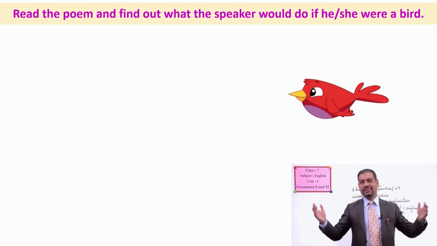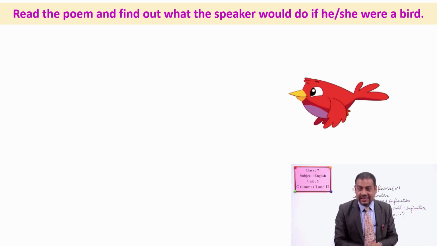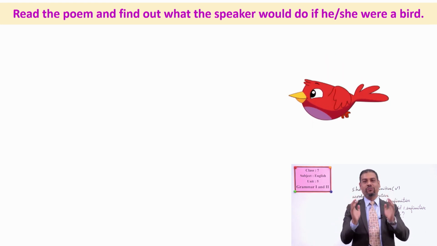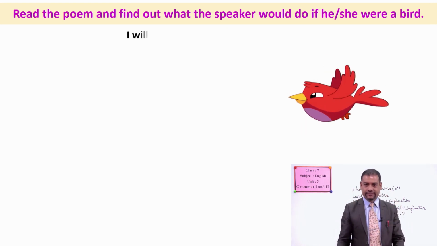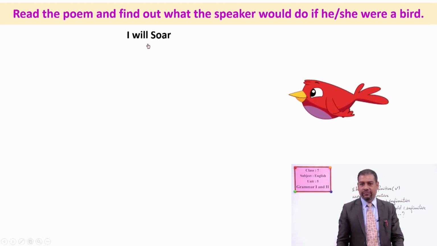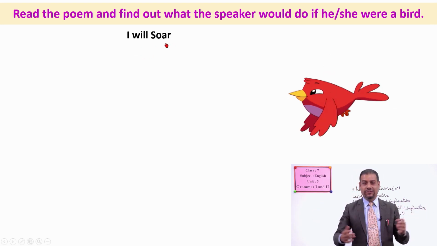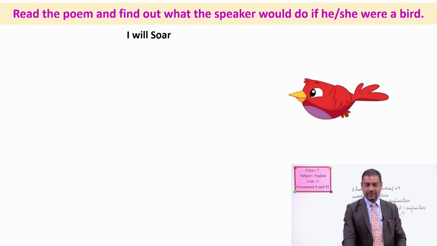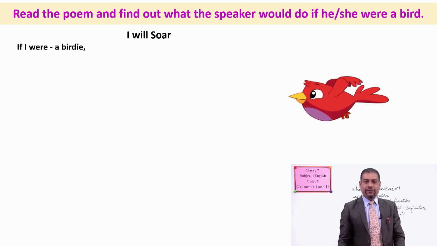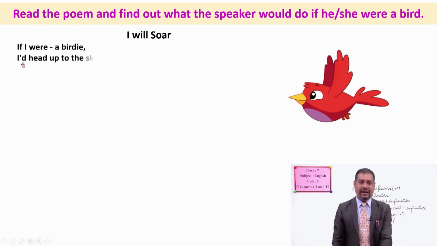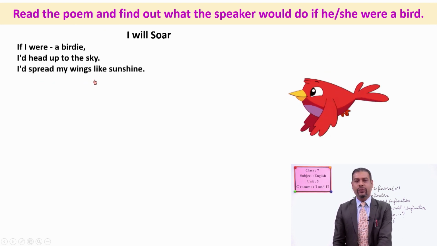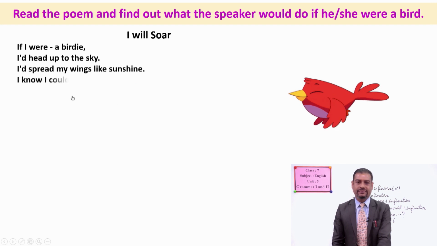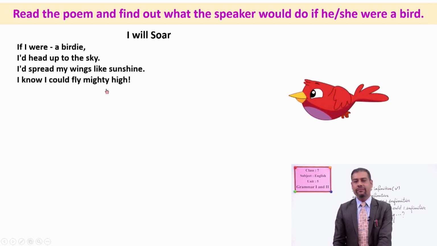Now there is a bird. It means that this poem is related to a bird, okay? And the poem goes like this. What's the title of the poem? I Will Soar. All of you say, I Will Soar. Now the poem. If I were a birdie, I would head up to the sky. I would spread my wings like sunshine. I know I could fly mighty high.